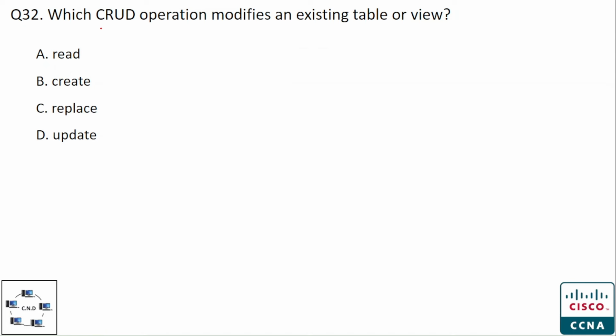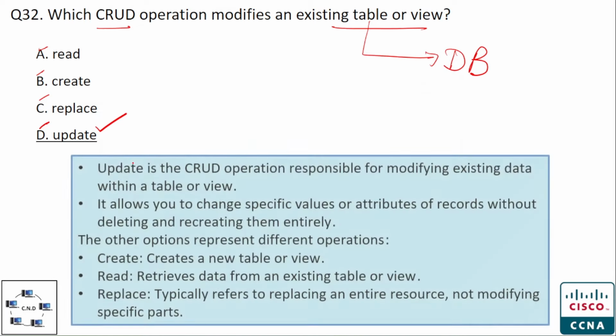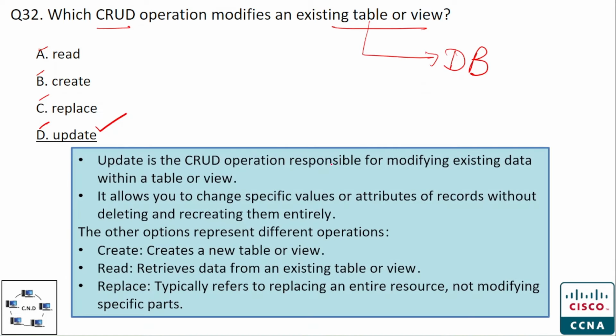Question number 32. Which CRUD operation modifies an existing table or view? So this table, we are talking about the database table or DB table, and these CRUD operations are basically DB operations. So which CRUD operation modifies an existing table or view? The options are: option A, read operation; option B, create operation; option C, replace; and option D, update. And the correct option is option D, update. So the update is the CRUD operation responsible for modifying existing data within a table or view.